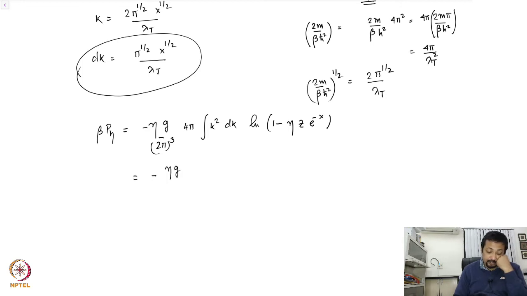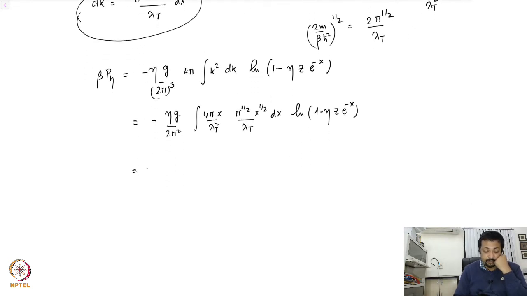Eta g, this becomes 8 pi cube. So you're going to have 2 pi square. K square is going to be 4 pi x over lambda t square. So you're going to have integral 4 pi x over lambda t square, and dk is going to be pi to the power half x to the power half. There is a dx missing over here. I'm terribly sorry for this silly mistake. Dx ln 1 minus eta z e to the power minus x. This is minus eta g. You see, this factor gives you 2. And you have a pi to the power 3 half and pi square in the denominator. So you get a square root pi, straightforward. And then you get 1 over lambda t, the thermal de Broglie volume.